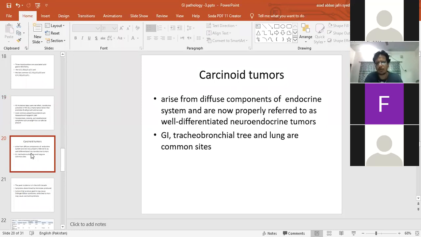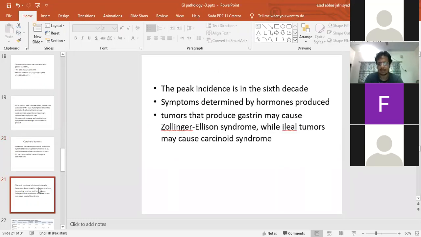Now, carcinoid tumors. Carcinoid tumors are also not very uncommon, although they are more common in the small bowel and the terminal ileum and appendix and elsewhere in the gastrointestinal tract, but they can involve the stomach also. They arise from diffuse components of the endocrine system that are now properly referred to as well-differentiated neuroendocrine tumors. These tumors can involve the gastrointestinal tract, the tracheobronchial tree, and lungs also. The peak incidence is in the 6th decade.